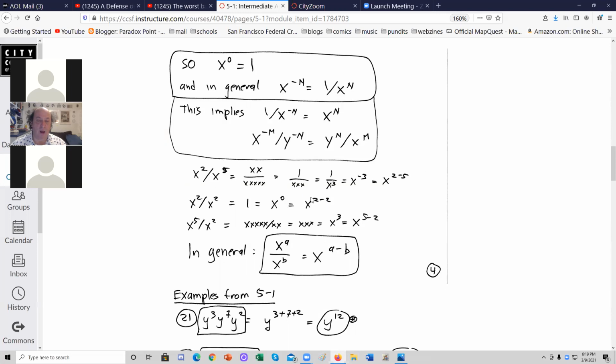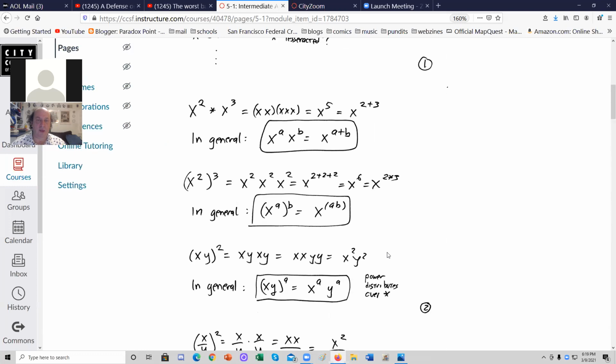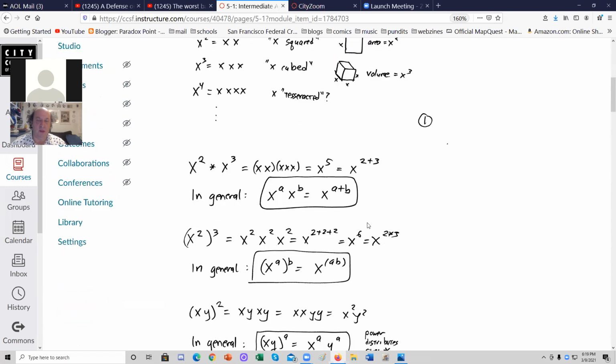Again, we're subtracting powers. x to the 5 over x to the 2, that's 5 x's over 2 x's. 2 cancel numerator and denominator, leaves 3 x's, x to the third, and we get 3 from 5 minus 2. In each of these cases, we subtracted the powers. x to the 2 minus 5 here, x to the 2 minus 2 here, x to the 5 minus 2 here. In general, x to the a divided by x to the b is x to the power a minus b. So if you put these together, these are this rule.